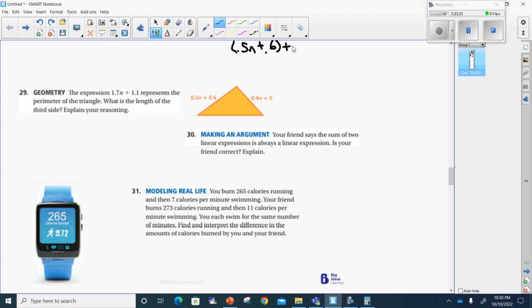Remember, we add all the sides together. So that's going to be plus 0.4n plus 0. We're adding that to whatever this side is. We'll just put s. And that has to equal 1.7n plus 1.1.